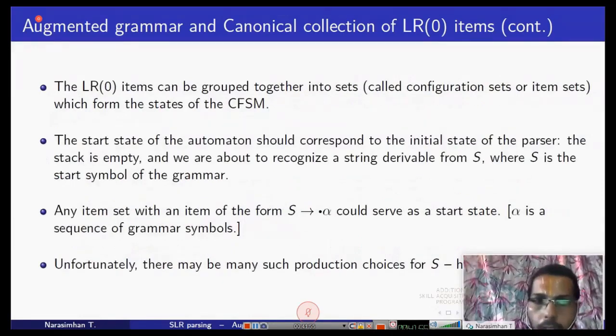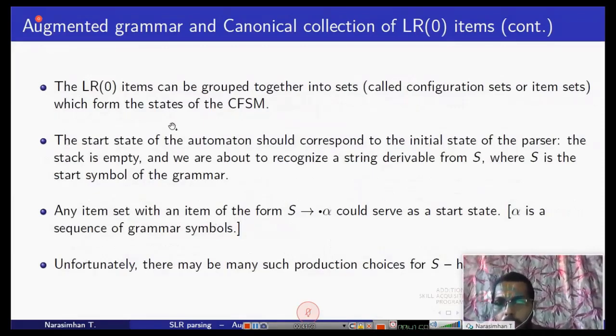So this is the concept of LR0 items. In LR0, you will be having various productions in the grammar.